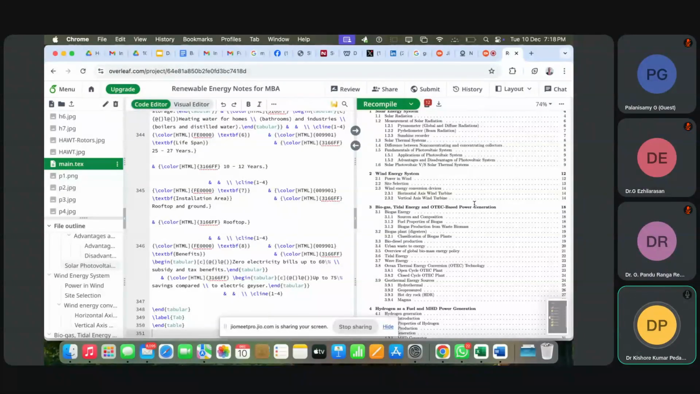But if you do the same thing in MS Word, what you have to do? You have to go back to contents. You have to type it, or you have to change the page numbers. For example, wind energy page number is changed from 11 to 12. Means what? All downward numbers will be changed. Correct, no? So this is the beauty of LaTeX.